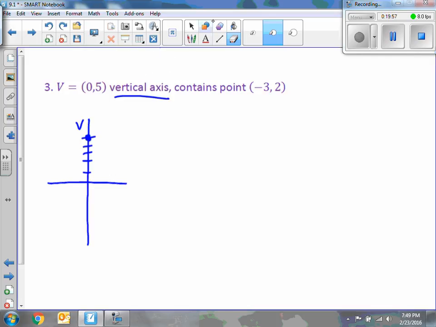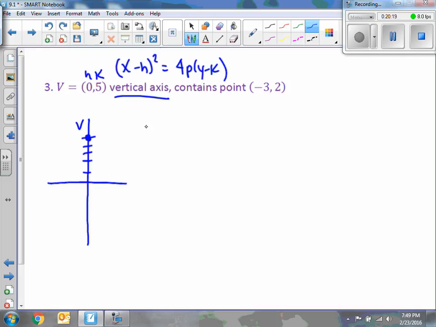Let's start over. So it's going to be x minus h quantity squared equals 4p times y minus k. It contains the point negative 3, 2. So filling in what we know so far, we know h and k. So x minus h is 0, so that's just x squared, equals 4p times y minus 5.